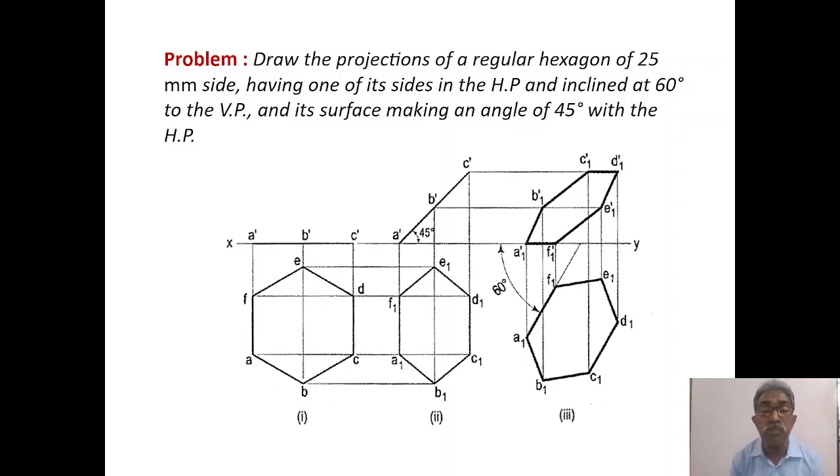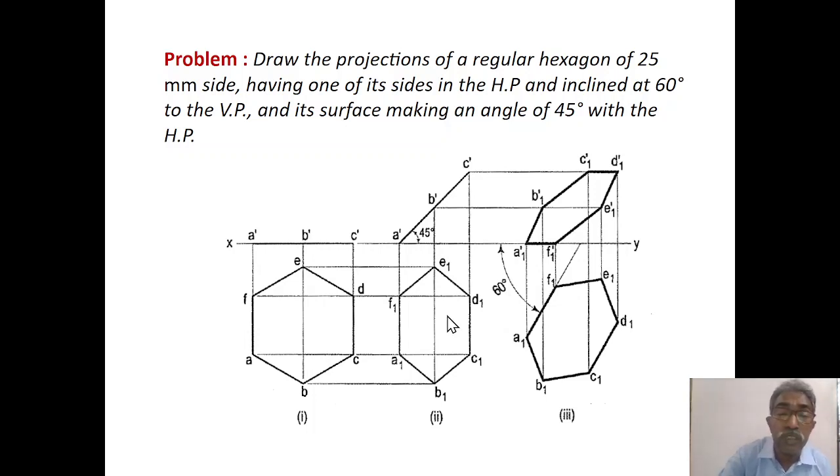Suppose in the question the plane is given at 45 degrees to the horizontal plane and perpendicular to the vertical plane, then this is the solution of the problem. You have to solve the problem in two stages only. You do not have to draw the third stage of the problem. When the plane is given inclined to one plane and perpendicular to the other plane, you have to solve the problem in two stages. But in this case, the side is given inclined to the vertical plane.